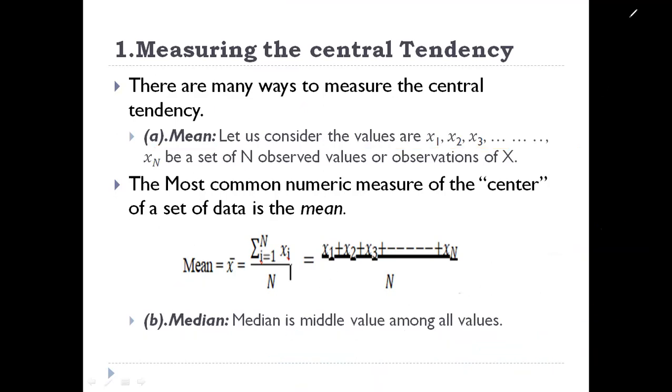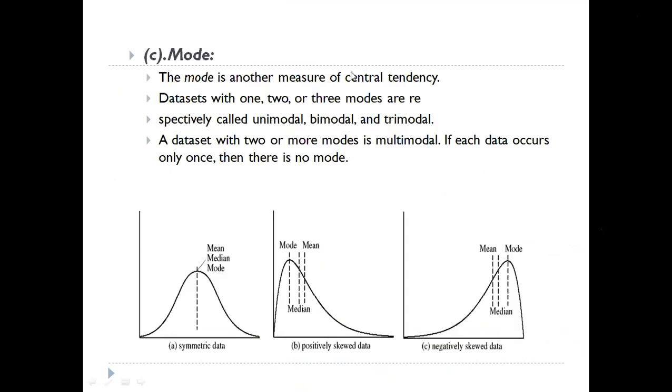This is the calculation of mean and median here. Then in the next slide we are going to go for another central tendency measurement, that is called mode. Mode is one of the measures of central tendency. Okay, how do we calculate this mode?